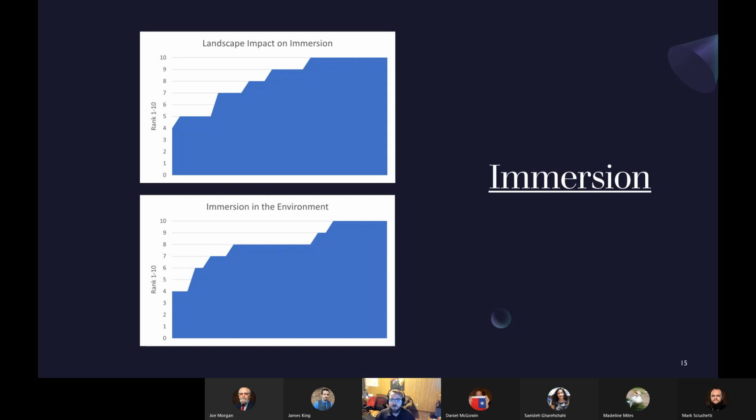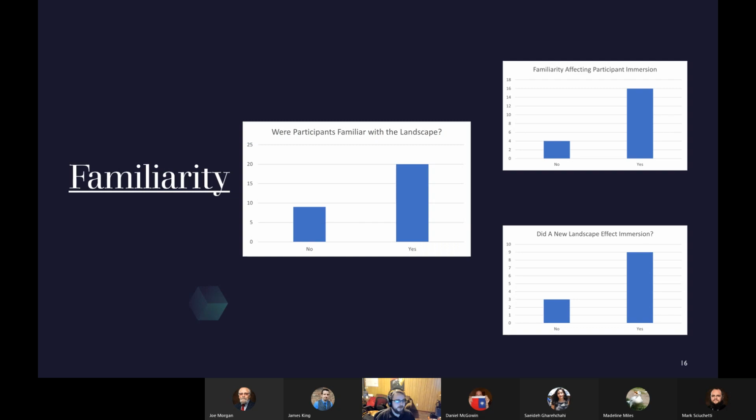And to help better understand why this is, let's get into the next set of questions I asked my participants about their familiarity with the environment. So in the first graph, I asked the question of, were participants familiar with the landscape, to better understand if a sense of place was created in the real world and could be transferred over into the video game world? And if so, if the familiar landscape affected their immersion.